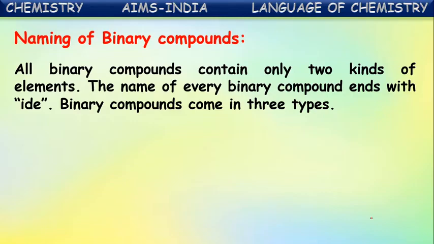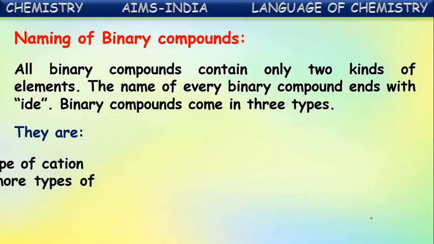Yes. So every binary compound contains only two kinds of atoms, as we said. Two kinds of elements. Atoms of two elements. So every binary compound's name will end with IDE, ide. For every name, it will be there at the ending. Binary compounds come in three types. Again, these binary compounds are classified into three types to understand easily. Let us see those. What are those?